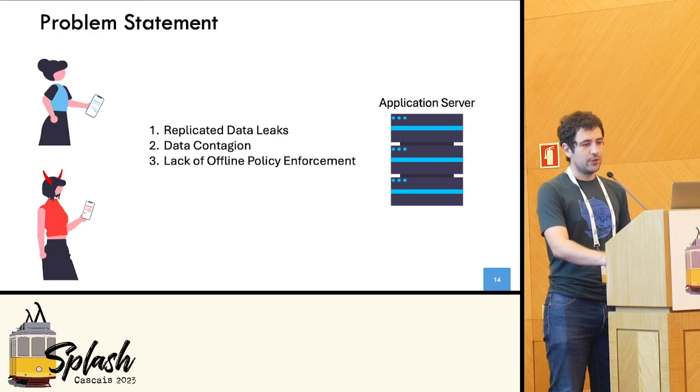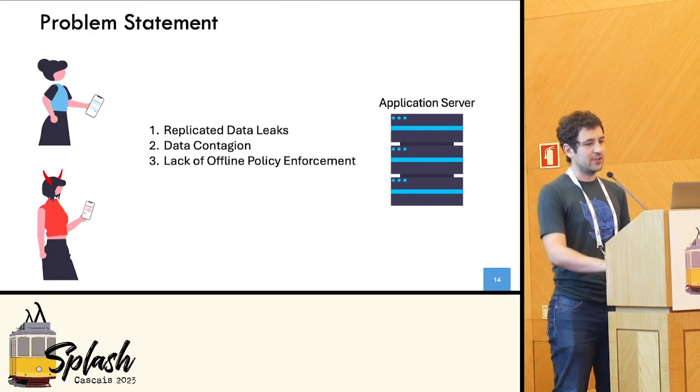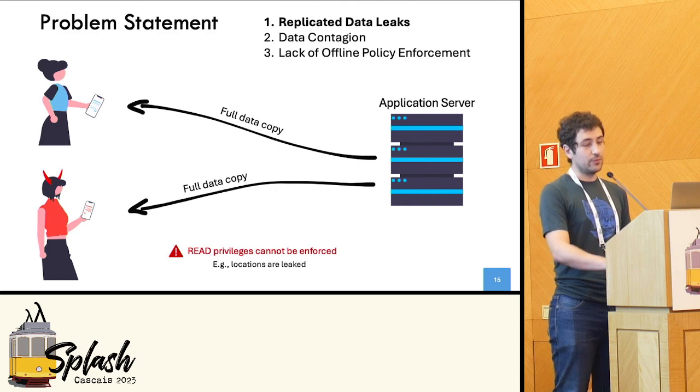Now, when you want to use the current state of the art in replicated data types for this kind of application, we find that the following problems occur: replicated data leaks, data contagion, and the lack of offline policy enforcement. Replicated data leaks means that read privileges cannot be enforced, because currently with replicated data types, each user is sent a full copy of the JSON data and any updates to that data. So for example, locations will be leaked.